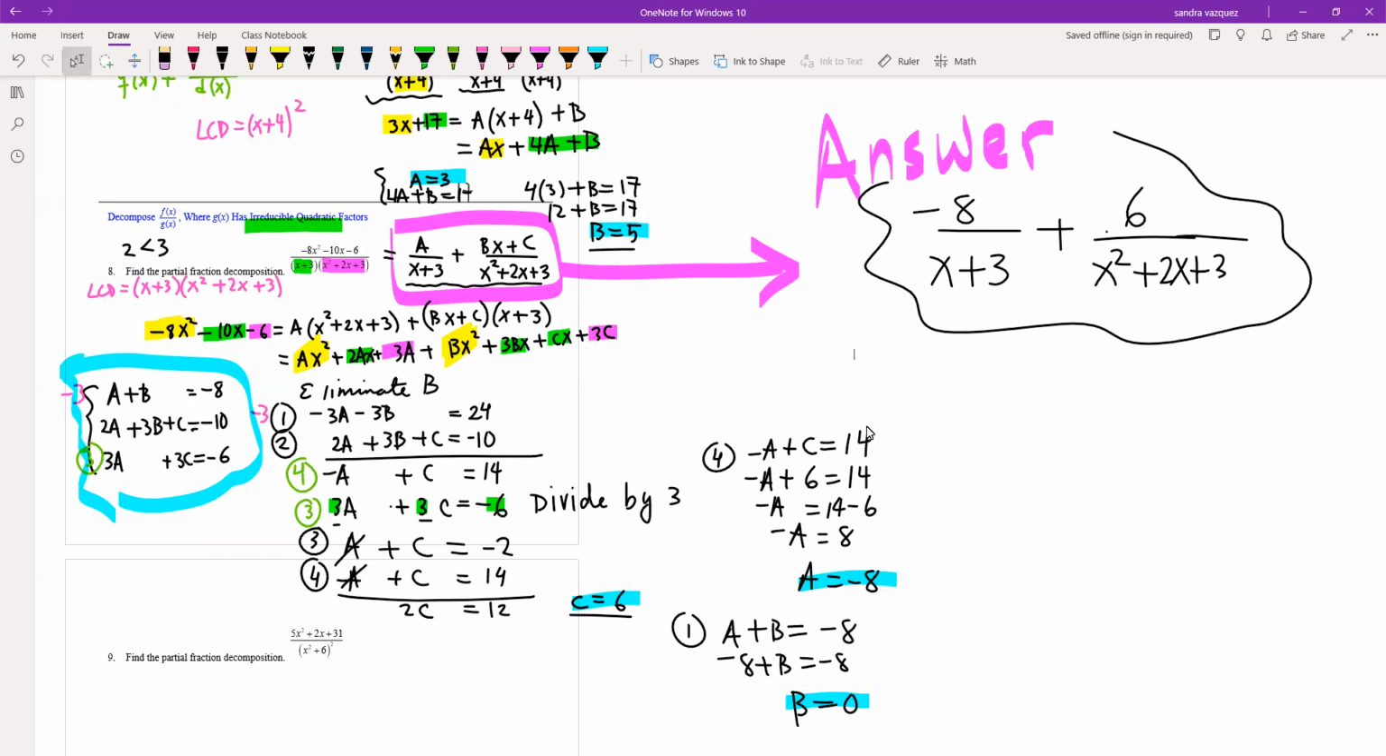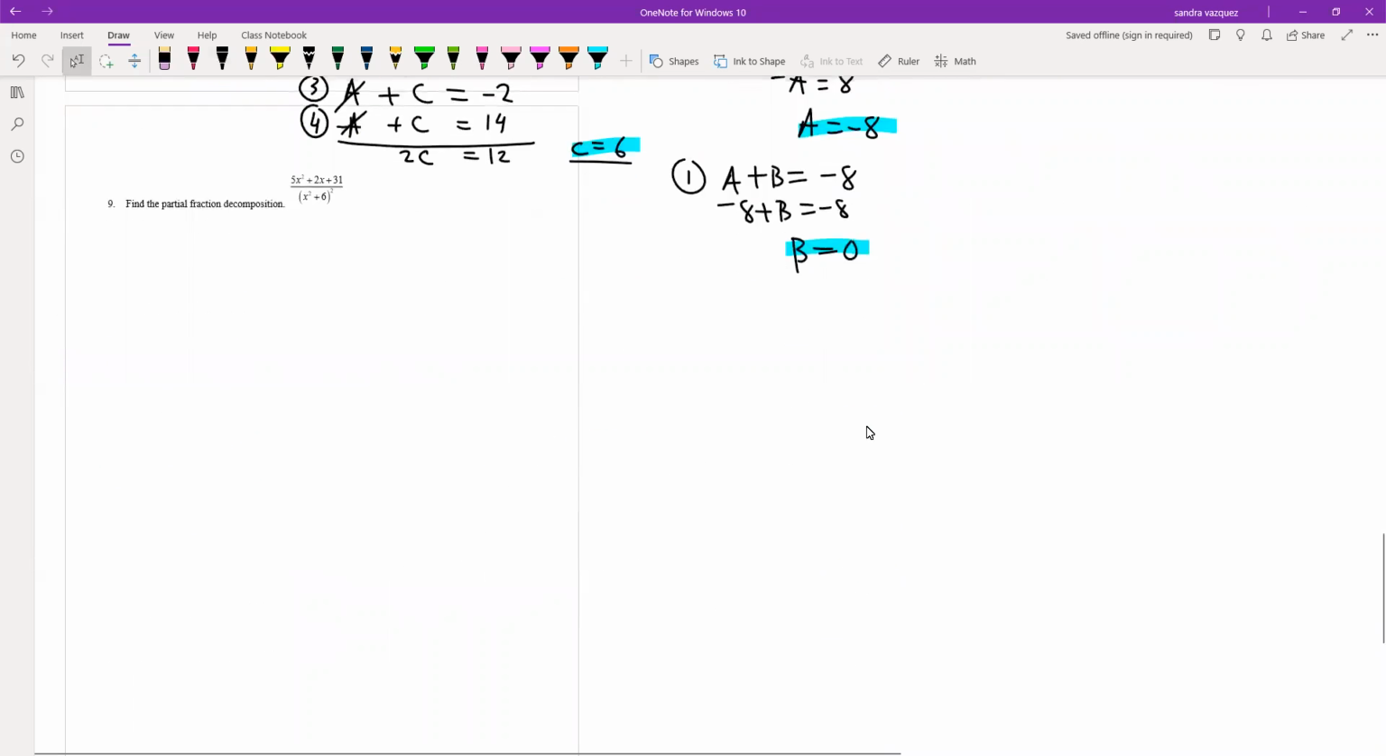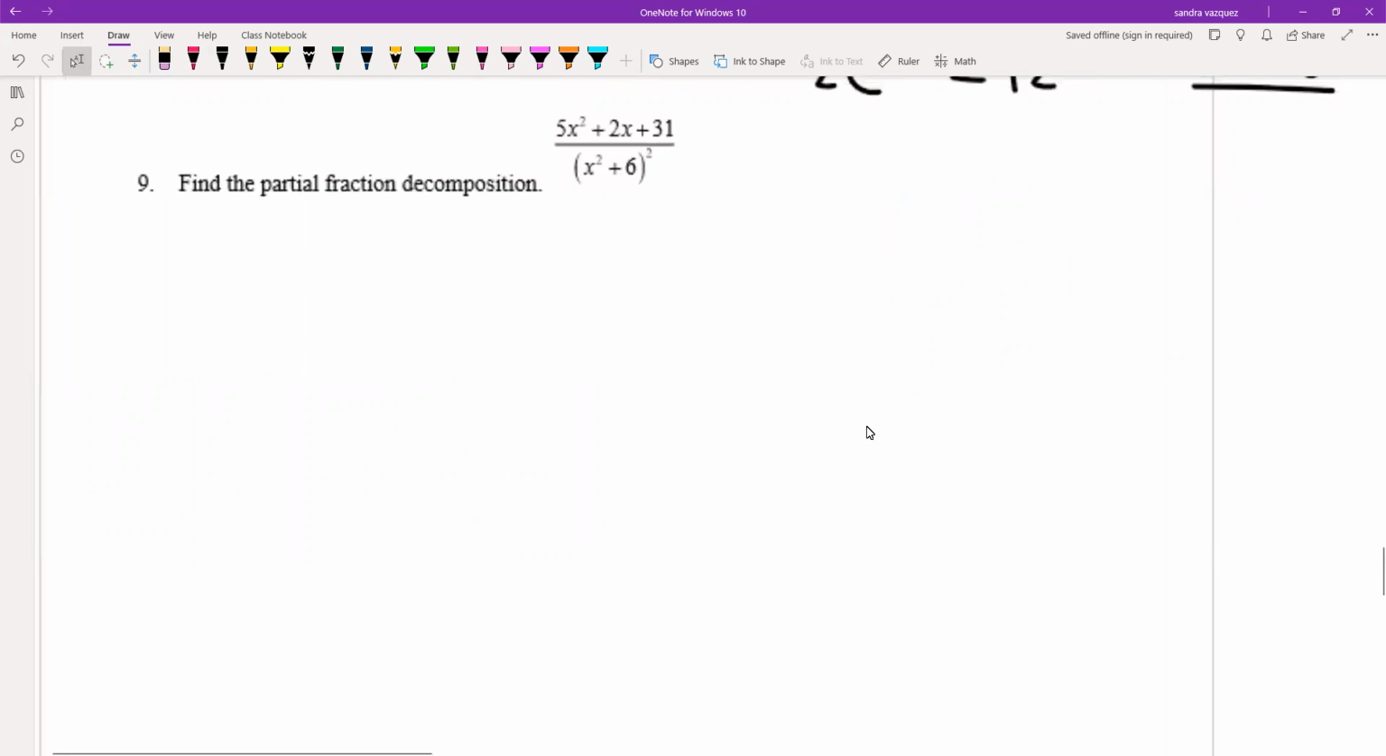Okay, we have one more to go, and that will be it. Okay, so find the partial fraction decomposition. So in this case, I gotta check the degree again. So the degree of the numerator is 2, and the denominator has a 2 and that 2 happens to be a 4. And so we're okay.